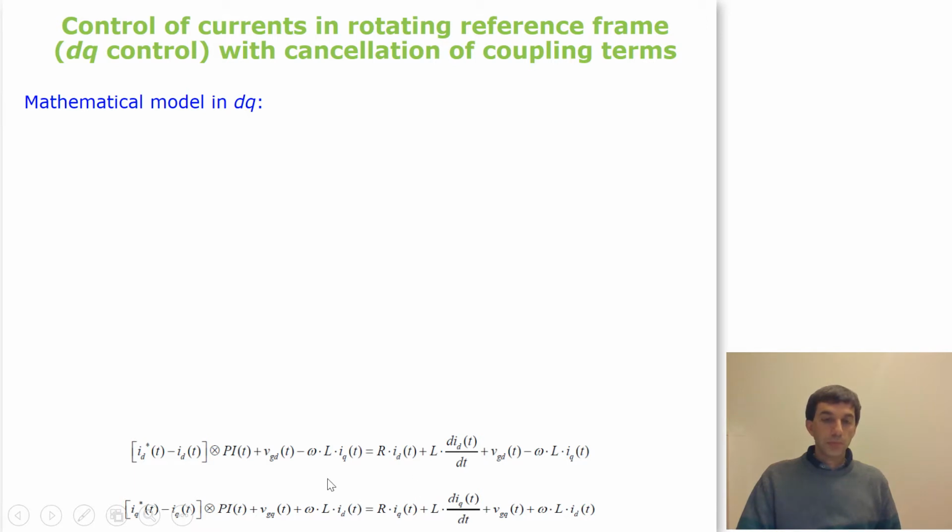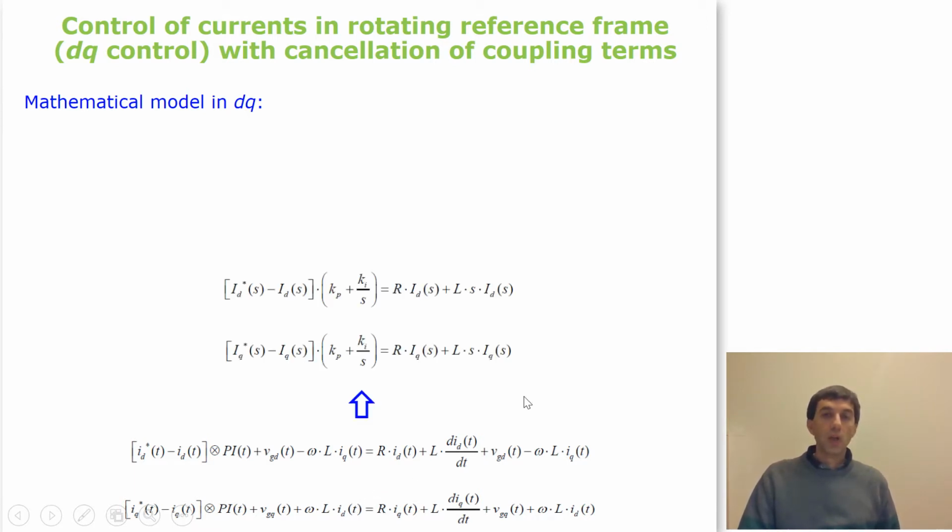So developing these two expressions and applying the Laplace transform, we can obtain these two more compact equations. And if we rearrange the terms in transfer function form, we can obtain these transfer functions, which have a denominator of second order and a numerator of first order, 1, 0, and 2 poles. And for D and Q currents, we have the same transfer functions.